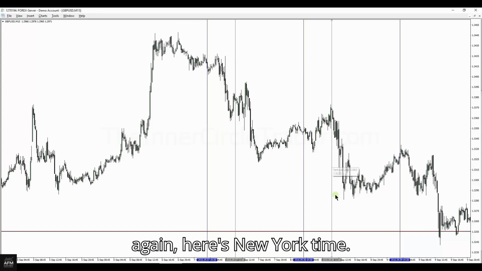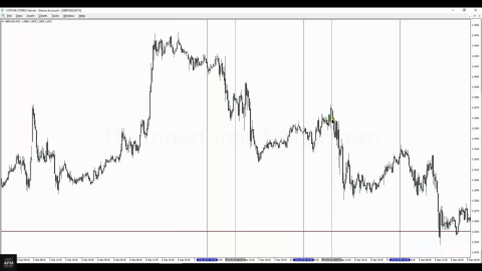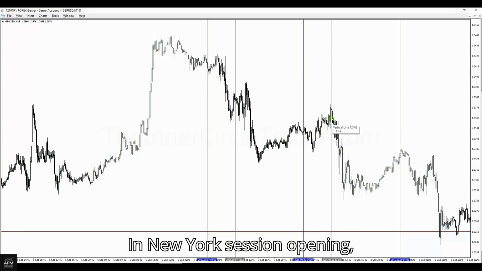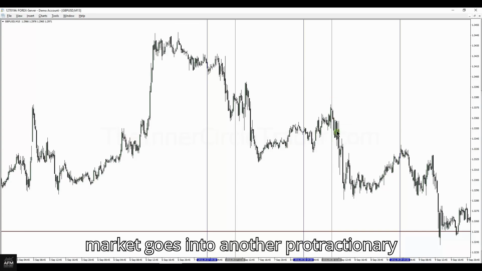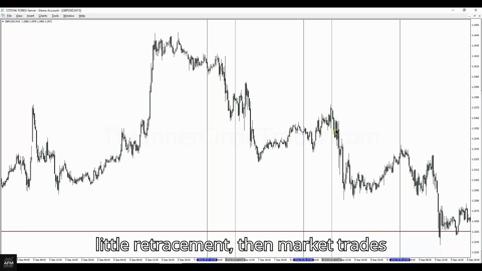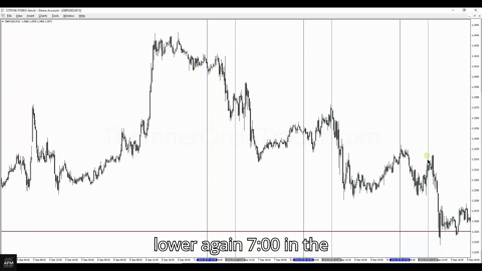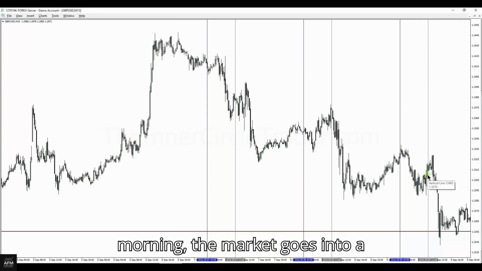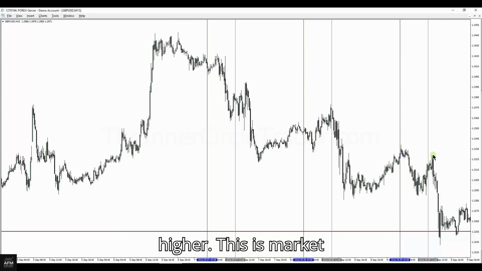Here again, here's New York time. New York session opening. Market goes into another protractionary market state right after the 7 o'clock hour, going into New York open. Small little retracement, then market trades lower. Again, 7 o'clock in the morning, the market goes into a small impulse price swing higher. This is market protraction. Its intent is for manipulation.